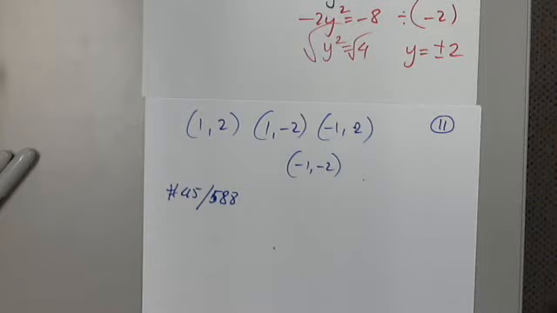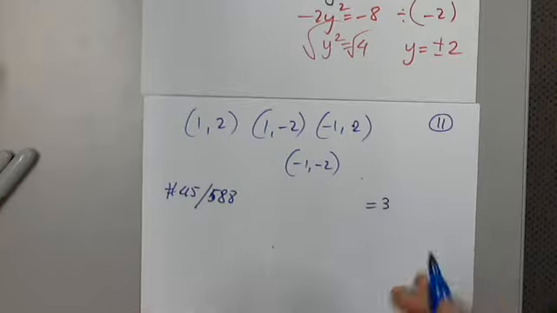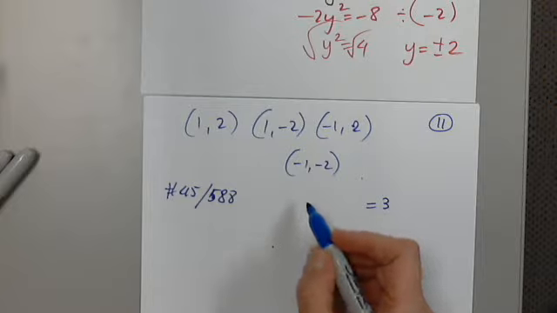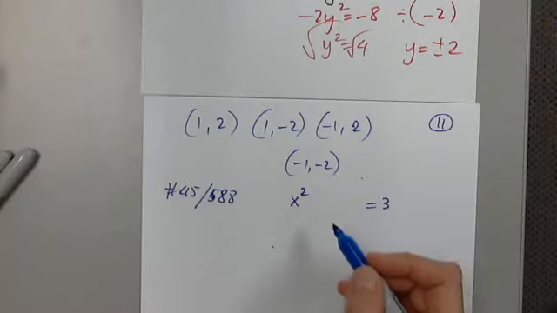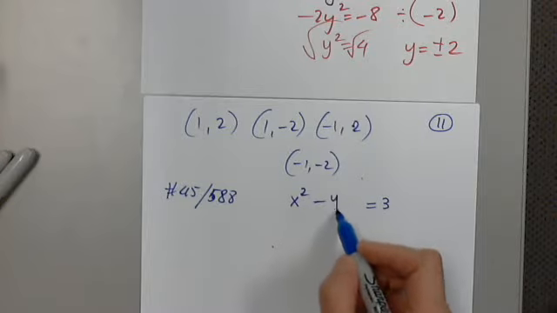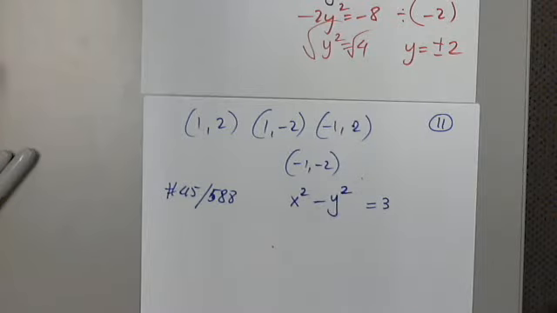The squares of two numbers is 3. Okay, so x plus 4 is... the difference. Oh, so x squared minus y squared. Good. That's it. That's the first equation.